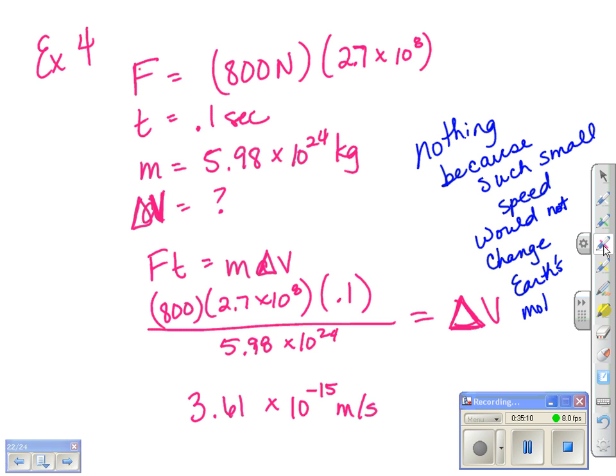Hopefully y'all are all getting this down. Are you getting this down? Okay. All right. So that's really your answer: nothing, because such small speed would not change Earth's motion. Moving on. Two more problems.